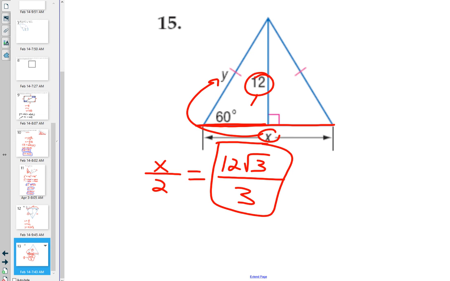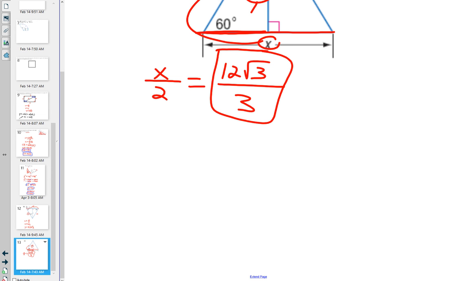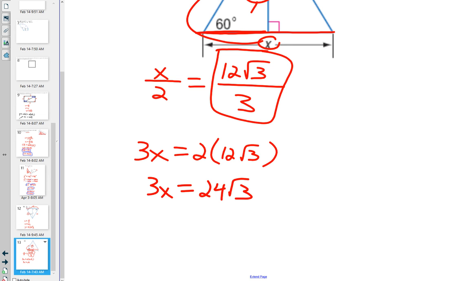Somebody noticed that I ended up, by coincidence, making a proportion? How do you solve a proportion? Cross multiply, so 3 times x is equal to 2 times 12 square root of 3. So 3x is equal to 24 square root of 3. How do you get x by itself? Divide by 3. So x is 8 square root of 3.